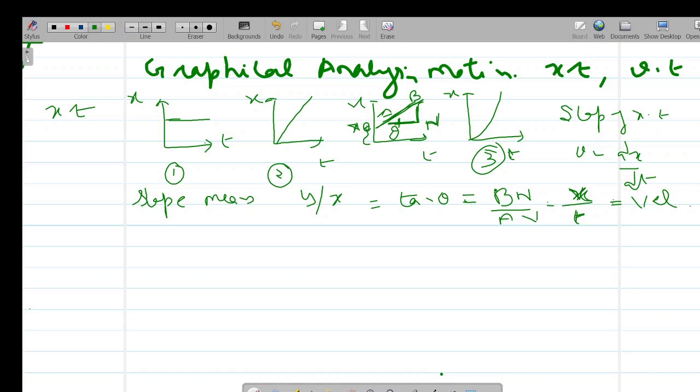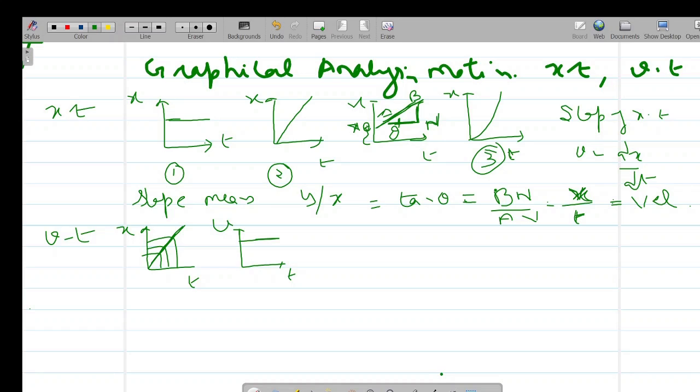Now the next type of graph is the v-t graph. If the body is in uniform motion, that is, it is covering equal distances in equal intervals of time, that means the velocity of the body is constant, because at every point the velocity will be the same. So the v-t graph corresponding to the x-t graph in uniform motion appears to be constant.